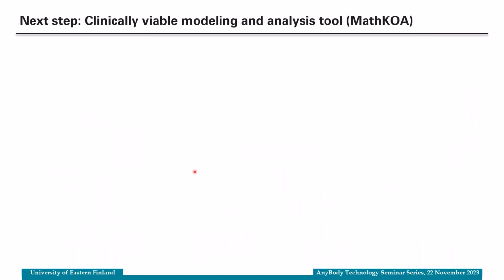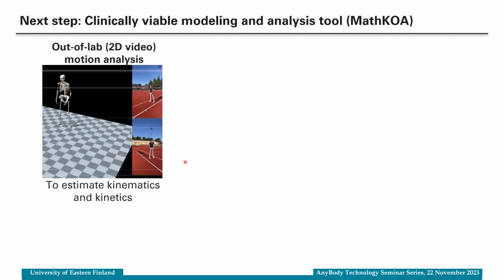And our next studies, the aim is to provide some tools which also enable us for out-of-lab data collection and running these models. So what we're focusing on is to use 2D videos to replace the motion analysis systems, which are expensive and need special expertise. So here the aim is to just use 2D videos, 1 or 2 cameras, and then, using this method, it estimates the kinematics and kinetics for us.